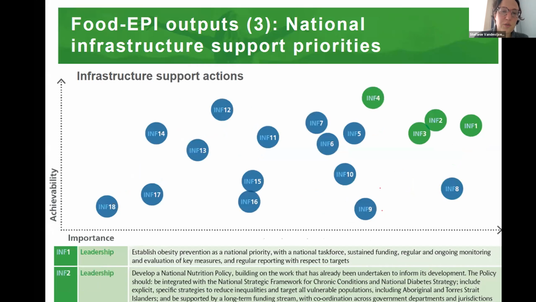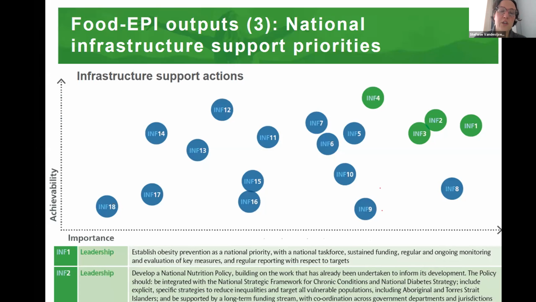For infrastructure support, which is the other component of the Food-EPI, the prioritization is done separately because it's hard to compare an infrastructure support action with a policy action. So usually the components are dealt with separately. But here again, you look at importance and achievability and you select your key priority actions. Ultimately, you will come up with a set of, let's say, 7 or 8 actions, but you can still put them together nicely into a policy package for the government.